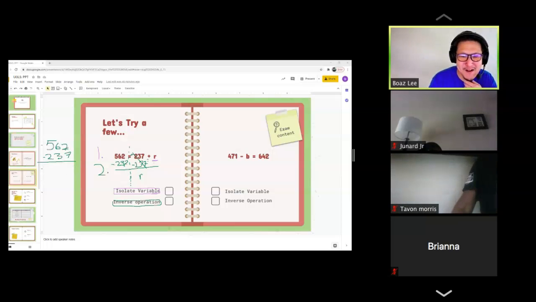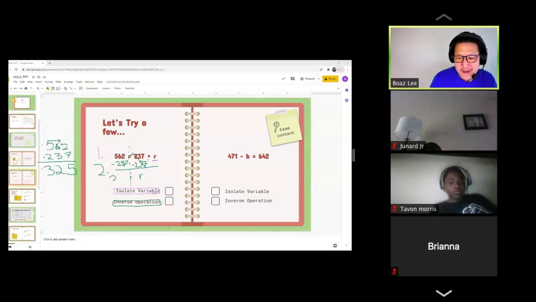All right, while you're working on it, I'm going to work on it too. So I know that 2, you can't take it away from that 7, so you got to borrow. So you're going to drop that to a 5, borrow the 1. 12 minus 7, 5. 5 minus 3, 2. 5 minus 2, 3.